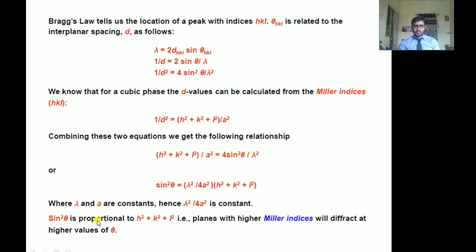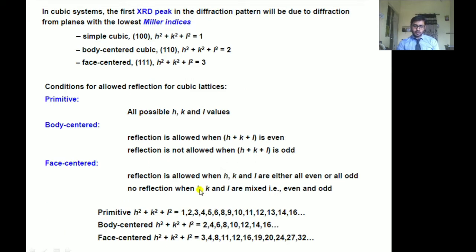So λ, a and 4 are the constant factors. That means sin²θ is proportional to h² + k² + l², because θ is the variable, appearing as the 2θ position along with the intensity count in the XRD pattern. So using this relation, we are going to solve the data coming from the machine.